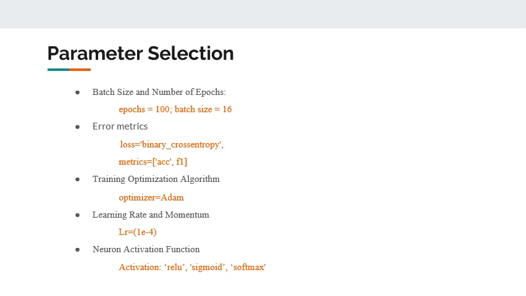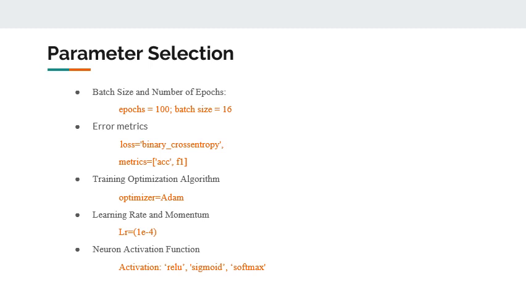F1 score is the weighted average of precision and recall. Therefore, this score takes both false positive and false negative into account. F1 is usually more useful than accuracy, especially if you have an uneven class distribution. It works best if false positive and false negative have similar cost. If the costs of false positive and false negative are very different, it's better to look at both precision and recall. The optimization function is Adam.